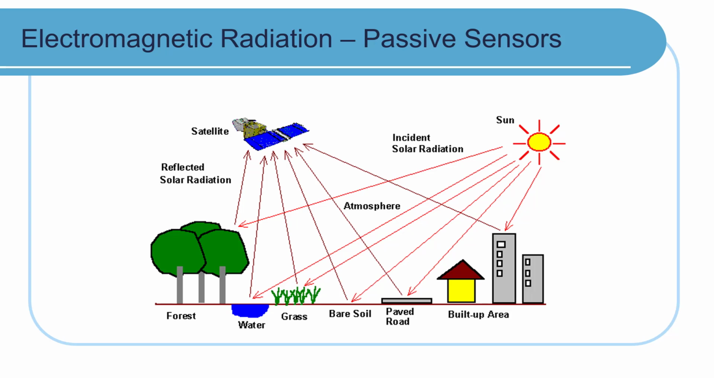So this schematic is showing passive sensors, and the ultimate energy for passive sensors is the sun. And there is transmission through the atmosphere shown in the red arrows. There is an interaction with the ground, and this simple schematic is just showing you that there are different land types: forest, water, grass, bare soil, paved road, and then built up or urban areas. There's a reflection of that solar radiation, and there's a collection of the satellite.